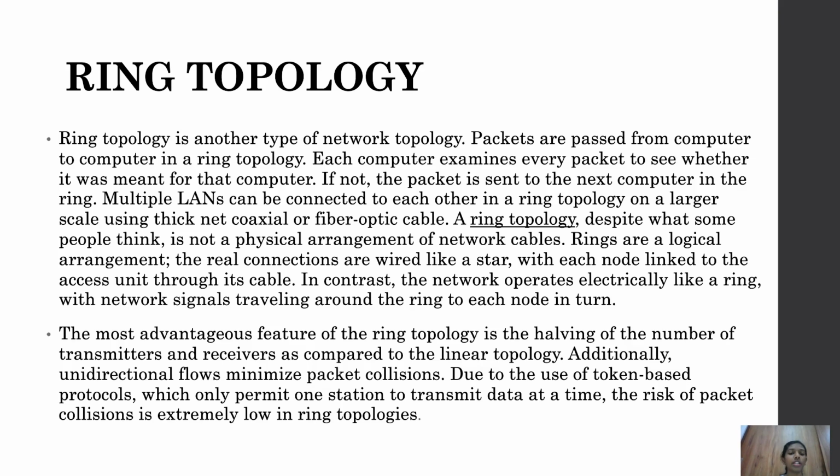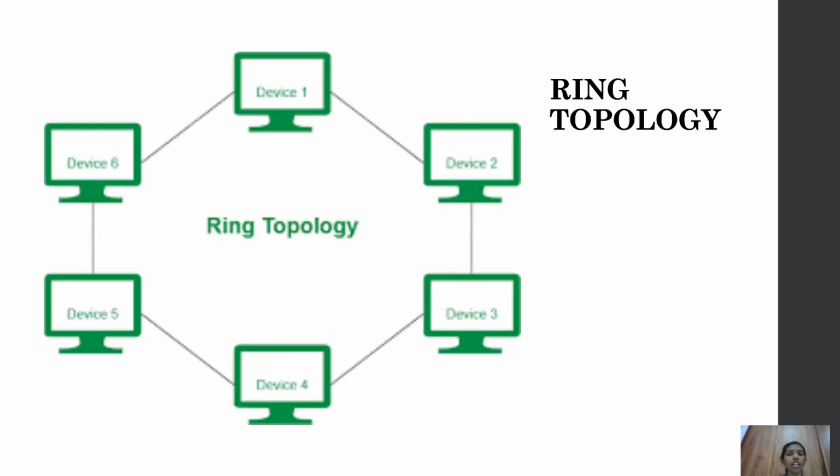The most advantageous feature of the ring topology is the halving of the number of transmitters and receivers as compared to the linear topology. This is the diagrammatic view of a ring topology.